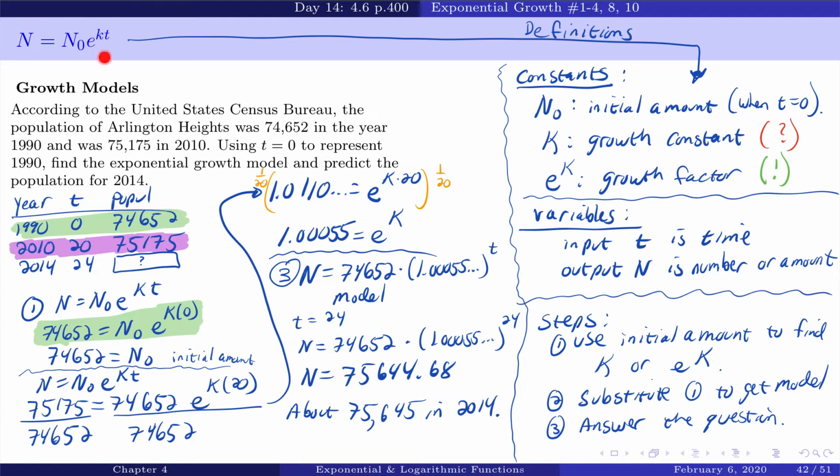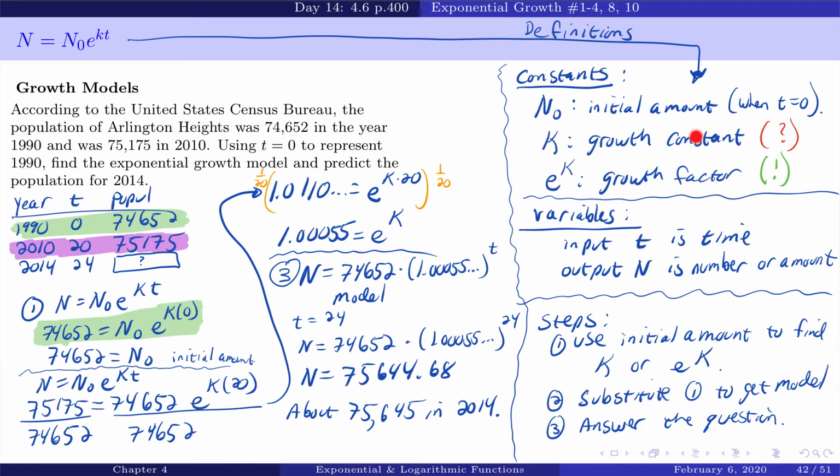So this is an exponential growth model, and to figure out what all these letters mean, here are the definitions. N0 is the initial amount. It's the number at the beginning, or time 0. K is called a growth constant, and e to the k is called a growth factor.